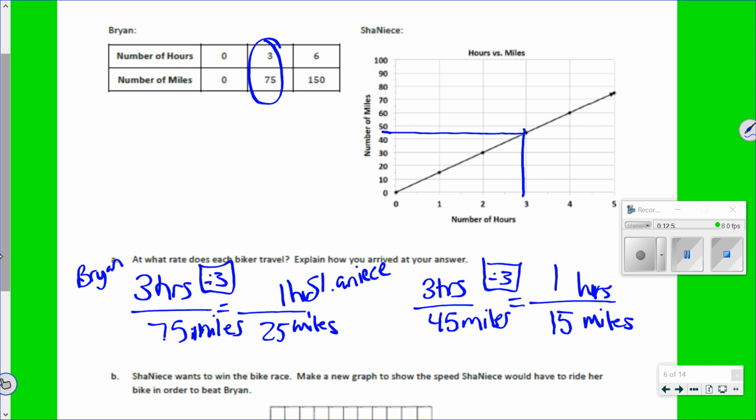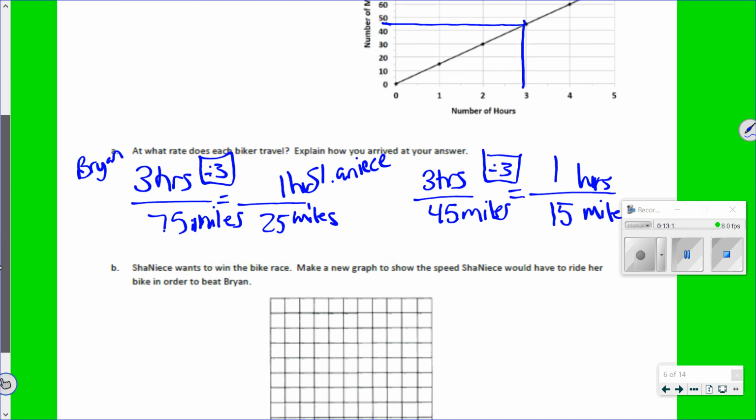Miles per hour, right? So they kind of did this backwards. So if I were to talk about Brian's speed, how fast would I say he goes? 25 miles per hour, right? How fast would I say Shanice goes? 15 miles per hour. Does that make sense? So as I set it up, it's 1 hour for 25 miles, 1 hour for 15 miles. It's the same thing, but normally when we talk about specifically speed, we go the other way.